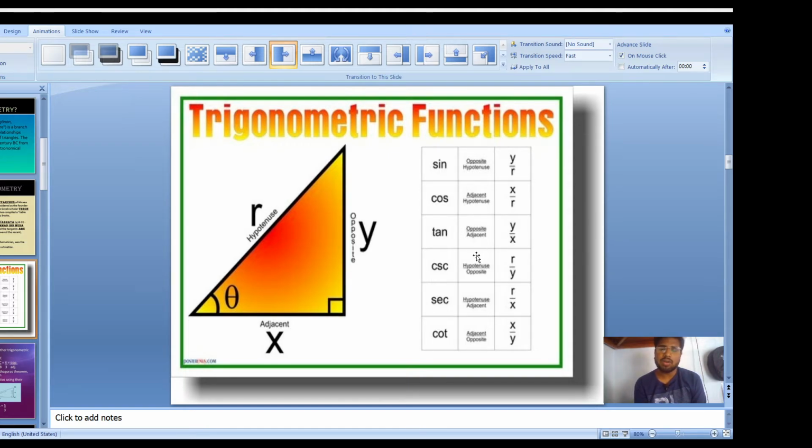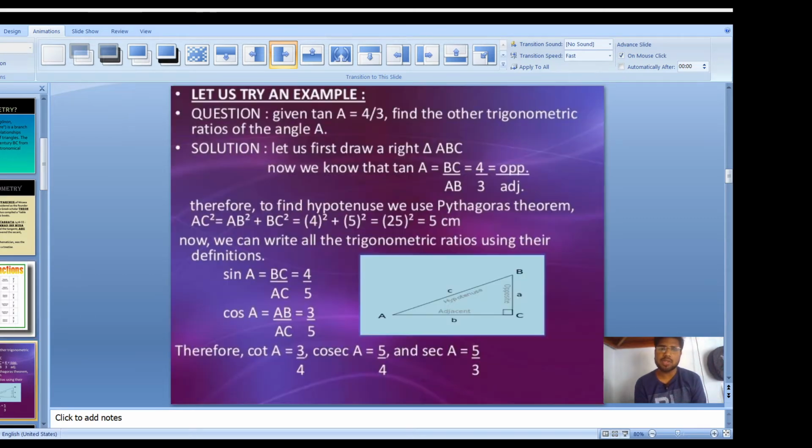And you don't need to remember the cosec, sec and cot formulas, because they are the reciprocals of sine, cos and tan respectively. Okay, now comes the example. In the question we have the value of tan A equal to 4 upon 3. We know that tan A is equal to perpendicular upon base. You can see in the image that the perpendicular is BC, so its value is 4, and the base is AB, and its value is 3 according to the question.